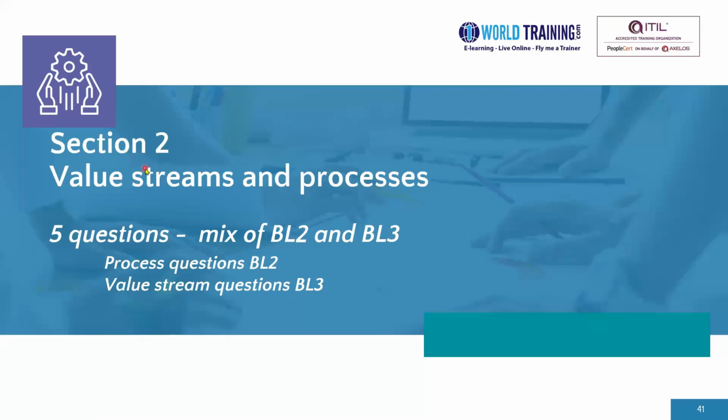We are now in section 2, the value streams and processes dimension of the continual improvement practice. This is also a longer section, just like section 1 on the key concepts, wherein we had 5 questions to appear in the exam, and here as well, 5 questions in the exam out of the 20 questions. But in this case, the questions will not be just the Bloom's level 2, they will be a mix of level 2 and level 3.